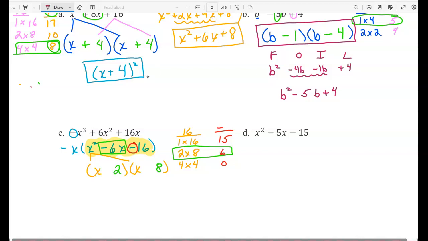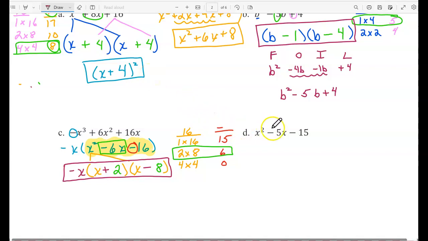I look at my b. My b is 6. So I'm going to put the negative, I'm going to match it with the larger number. So that means the negative is going to go with the 8, which means the opposite must be the 2. I'm not going to forget that I factored out a negative x. This does come down and is part of the final answer in this problem. Okay, so this was an example with the C having a negative.